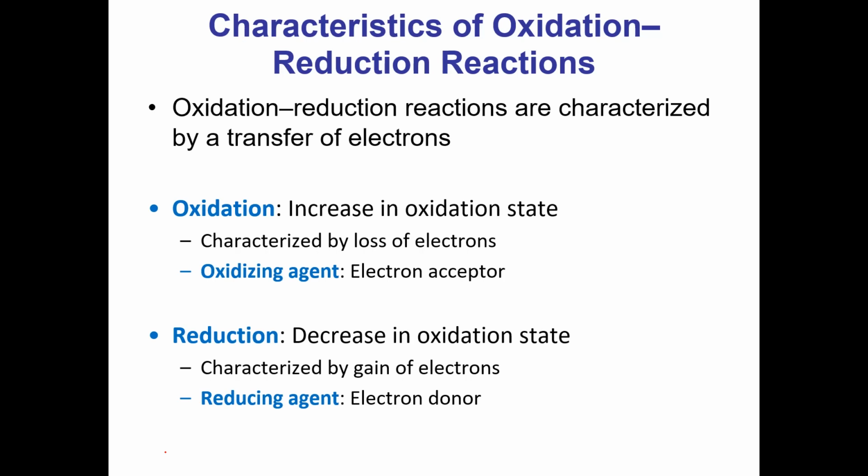A lot of times students are confused as to why we call gain of electrons reduction, but what we're actually reducing is the oxidation state. So we gain electrons, but we reduce the oxidation state. The reducing agent is the one that is an electron donor.